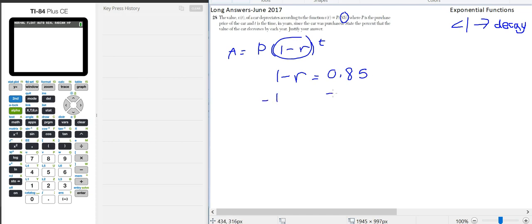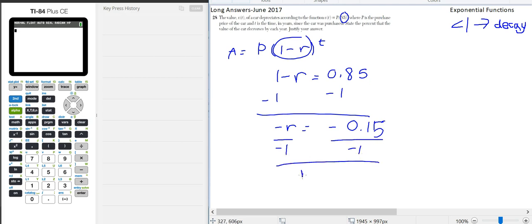So subtract 1 from both sides. Negative R is equal to negative 0.15, and to get R alone, divide by negative 1 on both sides. R is equal to 0.15, and as a percent, we would move the decimal place 2 places to the right, and that would be 15%. That means that the value of the car decreases by 15% each year.